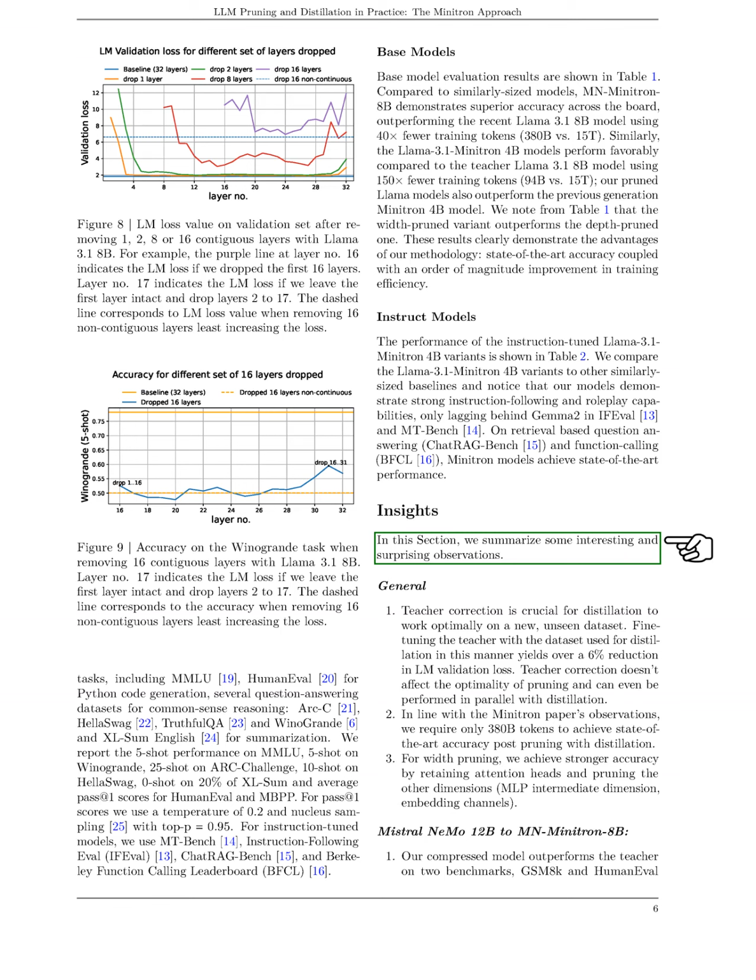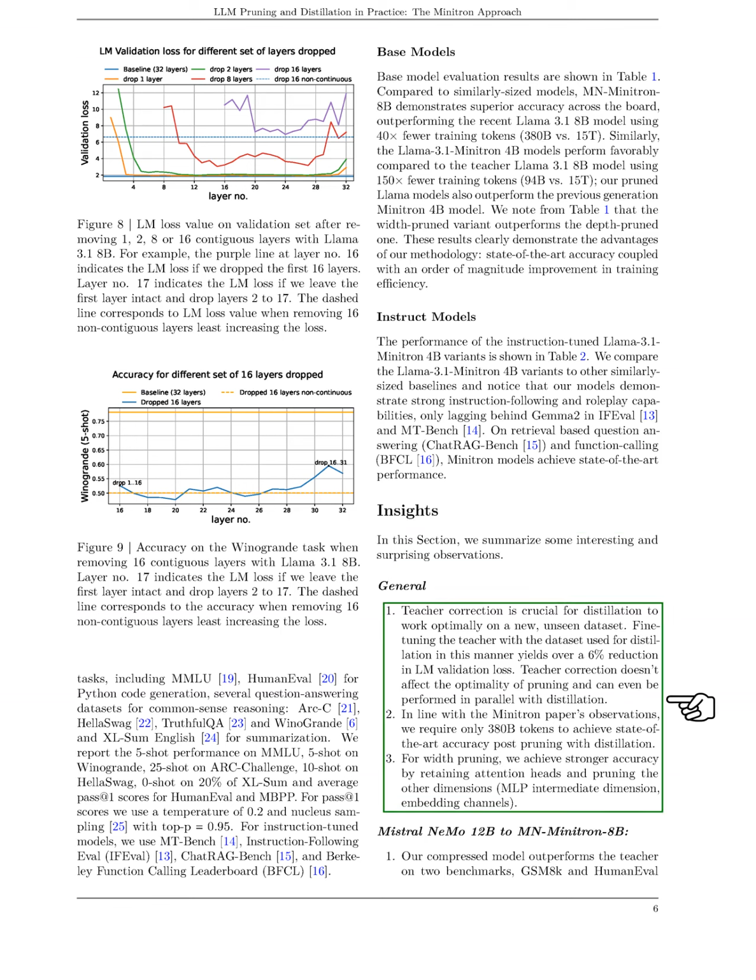Finally, we summarize some key insights. We emphasize that teacher correction is vital for effective distillation on new datasets, leading to a notable reduction in validation loss. We also confirm that teacher correction does not hinder pruning effectiveness and can be done simultaneously with distillation. Our findings show that we can achieve state-of-the-art accuracy with only 380 billion tokens post-pruning and distillation, particularly by focusing on width pruning while retaining attention heads.